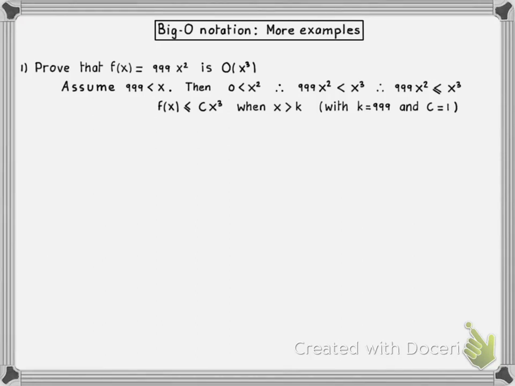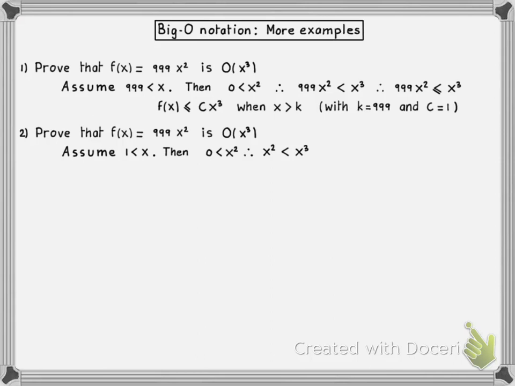Now remember that there are many possible pairs of witnesses for the same big O relationship. So to illustrate this point again, we're going to prove the same big O relationship using a different pair of witnesses. This time we're going to assume that x is strictly greater than 1. So what can we infer from that? Well, therefore x is strictly positive, and again x squared is also strictly positive. As a result, we can multiply each side of this inequality by the same number, namely x squared, without changing the inequality. And when we do that, we get x squared is less than x cubed.